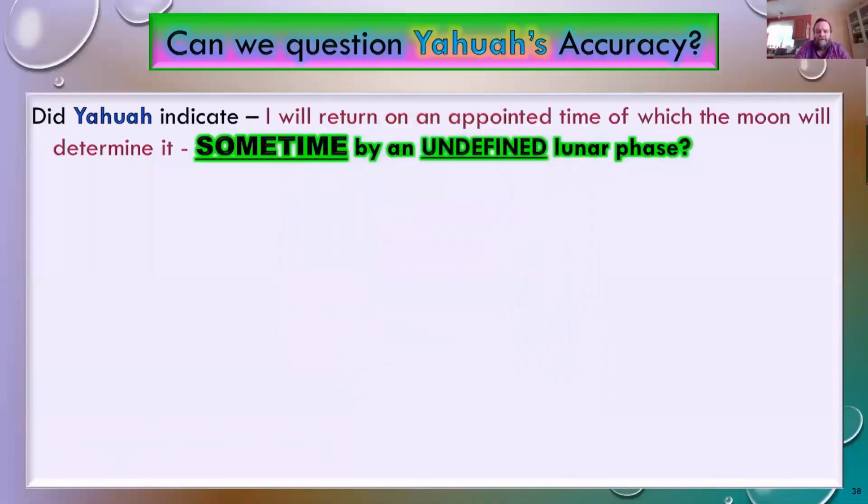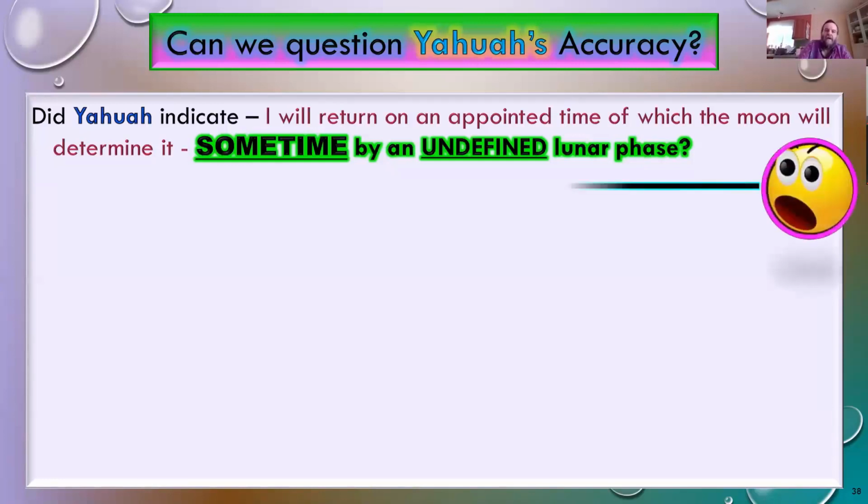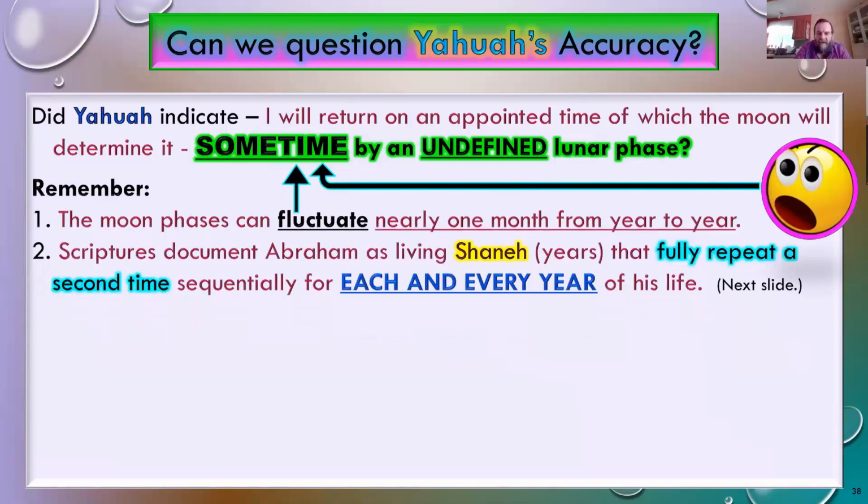Can we question Yahuwah's accuracy? Did Yahuwah indicate, "I will return on an appointed time of which the moon will determine it, sometime by an undefined lunar phase"? Why do I have written undefined lunar phase here? Because in the scriptures, there is no place whatsoever that describes a specific phase of the moon, let alone one that we should be following. Remember, the moon phases can fluctuate nearly 1 month from year to year. Scriptures document Abraham as living in Shanei years that fully repeat a second time, sequentially, for each and every year of his life.